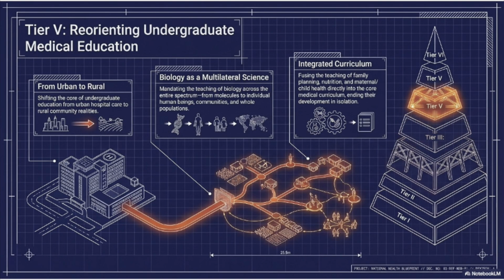Tier 5 focused on reorienting undergraduate medical education. This meant shifting the core of undergraduate education from urban hospital care to rural community realities. It also meant treating biology as a multilateral science, mandating that biology be taught across the entire spectrum, from molecules to individual human beings to communities and to whole populations. And it meant building an integrated curriculum fusing the teaching of family planning, nutrition, and maternal and child health directly into the core medical curriculum, ending their development in isolation.